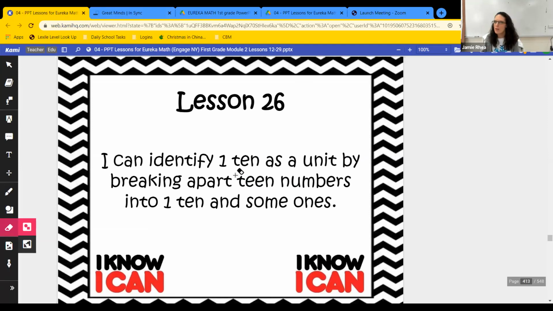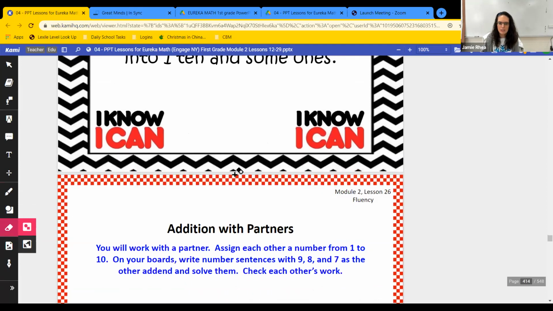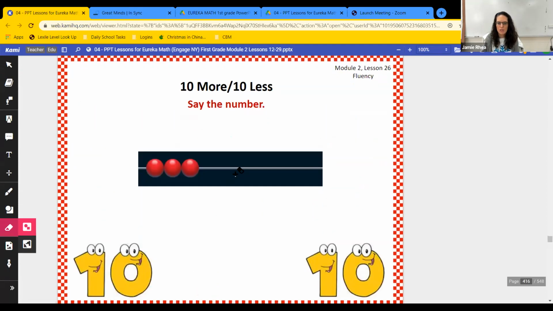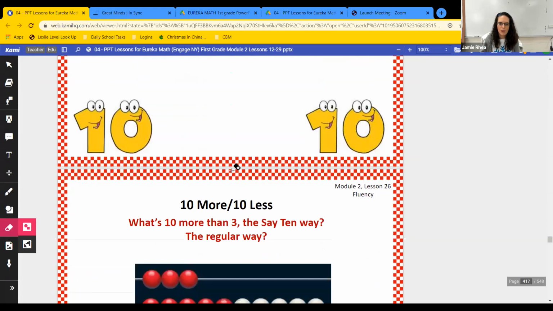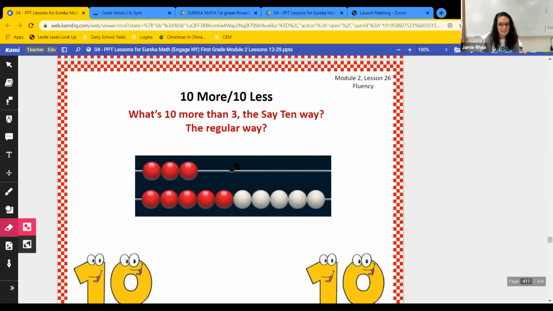Today you are not doing a sprint. You're going to actually work with me, and we're going to look at some numbers, okay? Let's look at this number. What number is this? This shows 3. What's 10 more than 3? 13. I could say 1 ten, 3. Here's 1 ten, 3.